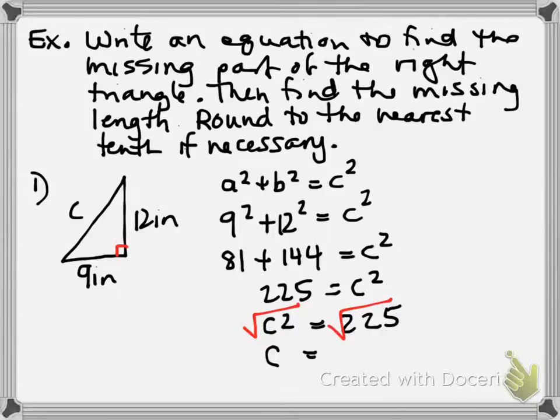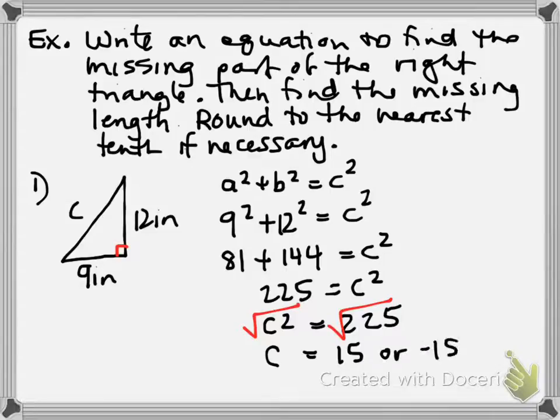225 times itself doesn't give me 225. 1 times itself gives me 1. Well, I know it's got to be over 12 because 12 squared is 144. 15. Okay, and it is actually 15. Now, when I take the square root, I actually get 2 answers, right? I get a positive 15 or a negative 15.